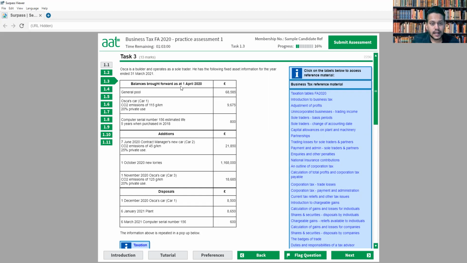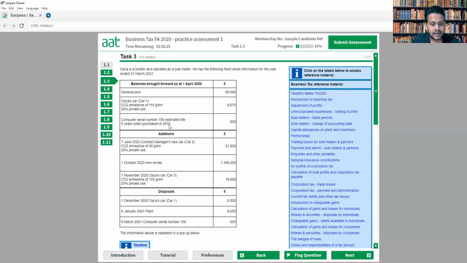Balance brought forward as at 1st April 2020, that is like the opening balance. So for the general pool, we have 68,585. Then they have a car. The first car he has, the CO2 emission is 115, that is more than 110 gram. If it is more than 110 grams, you cannot put it in the general pool, so you have to keep it in the separate pool column. And there's a 20% private use, so you can only claim 80% allowance. The 20% you will not be able to claim.